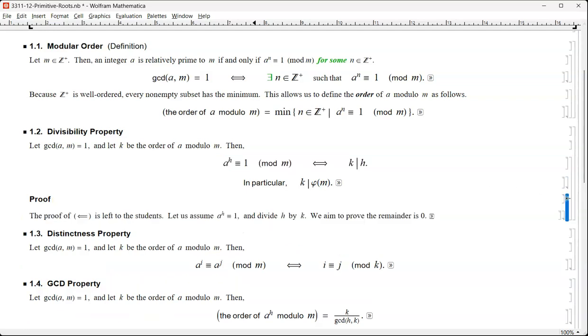Alright, let's begin. First, the proof of this opposite direction is left to the students. If k divides h, then a to the h power is congruent to 1 mod m. Well, that's left to the students. Not even a hint. It's easy, so go ahead with that.